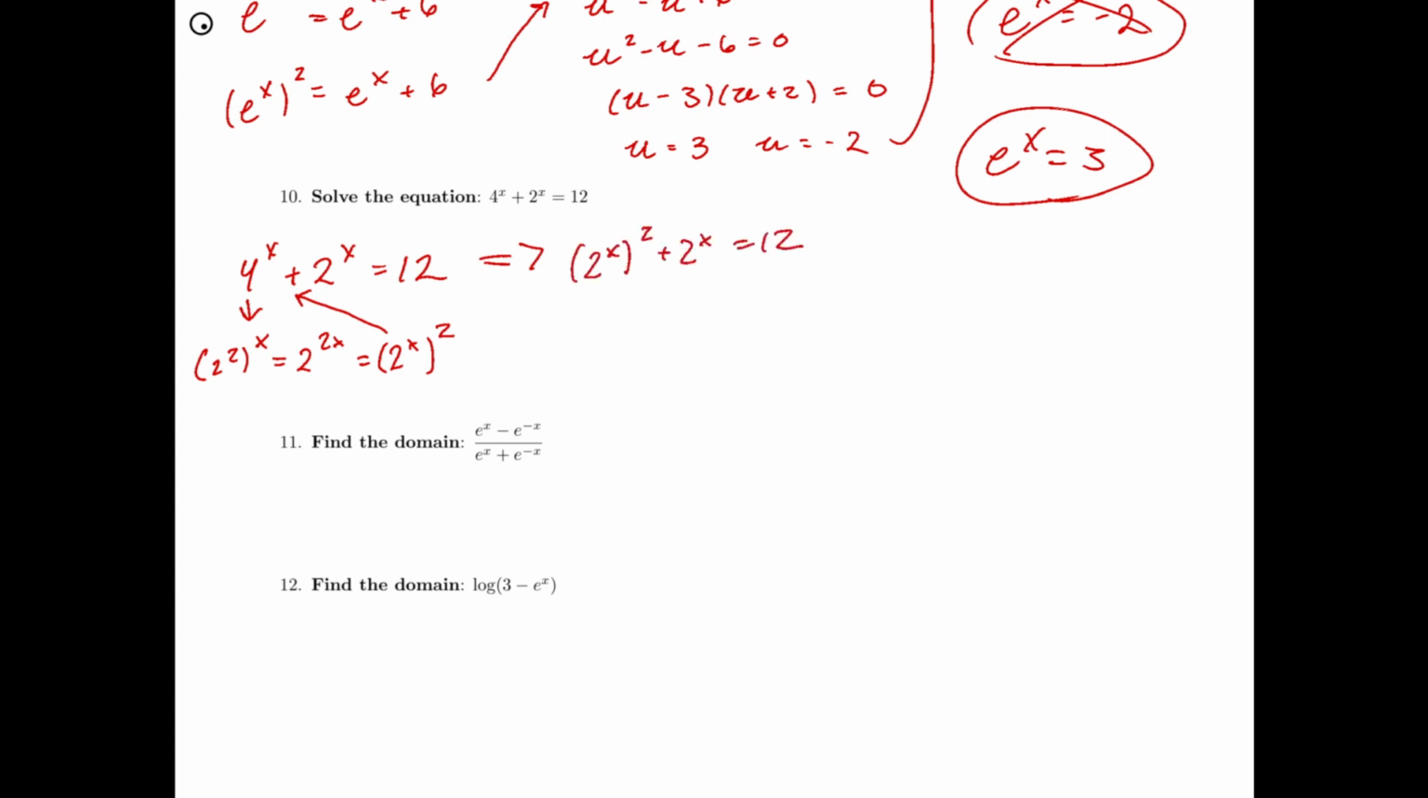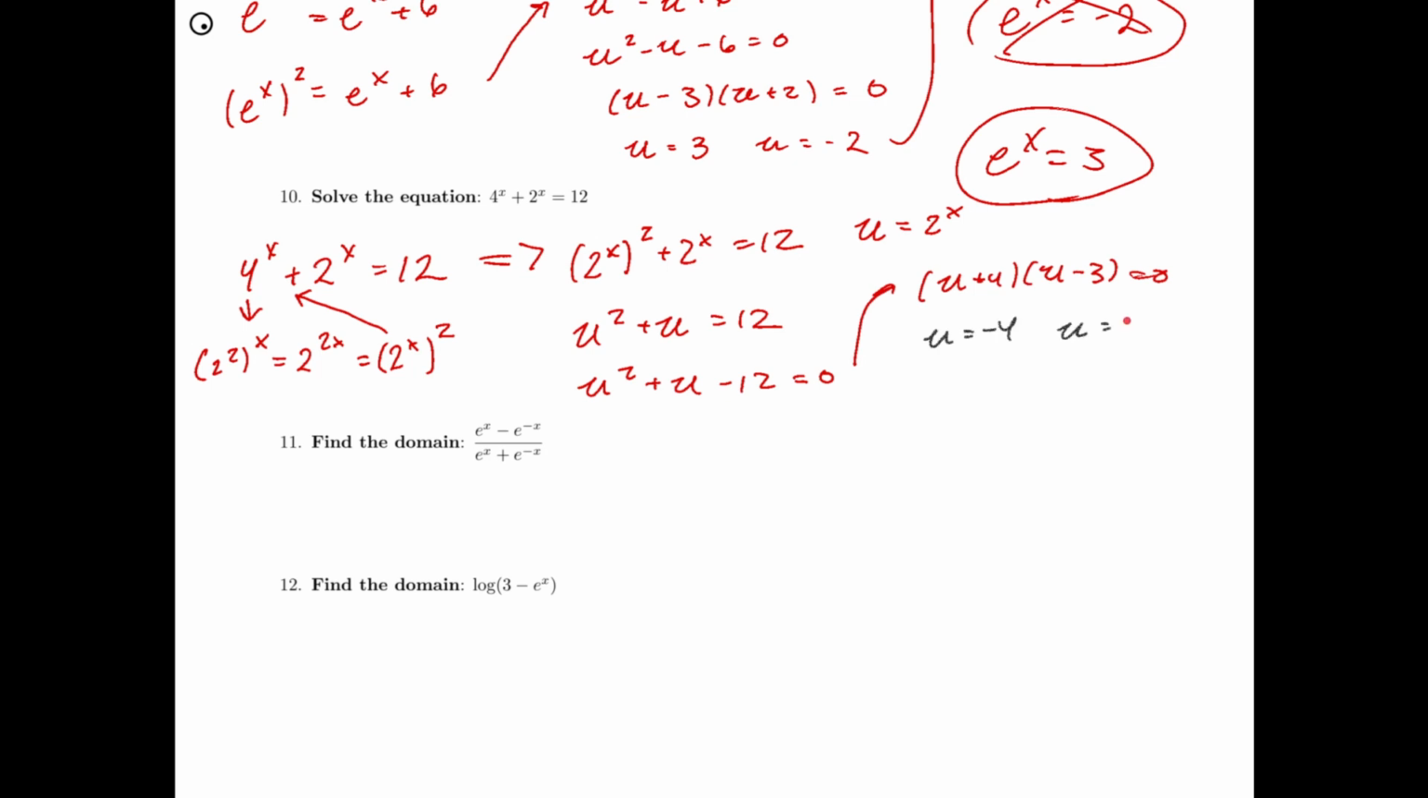U substitution again. I say that u is 2x, and we get this. And again, this is just a quadratic, so I get u to the 2 plus u minus 12 equals 0. What will this factor into? It's going to be plus 4 minus 3, so we should get u plus 4, u minus 3 equals 0. And then we get that u equals negative 4, u equals positive 3.